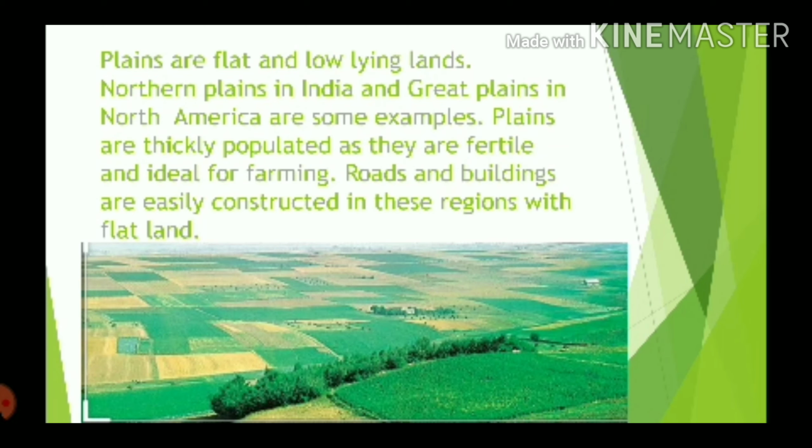Next is the picture of another landform called plains. As you can see in the picture, these are flatlands. And these are very fertile lands and ideal for farming. It is very easy to build roads and buildings in these regions. These are flat and low-lying lands.